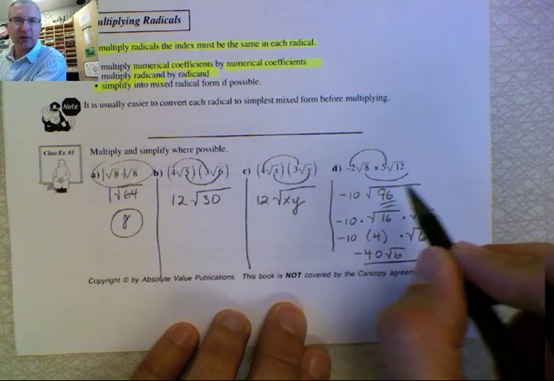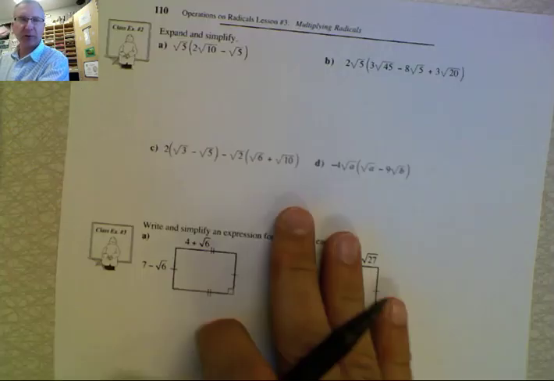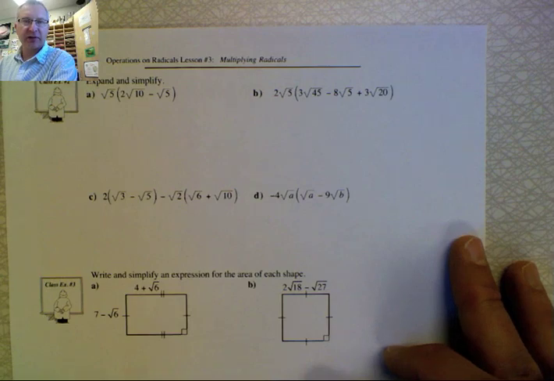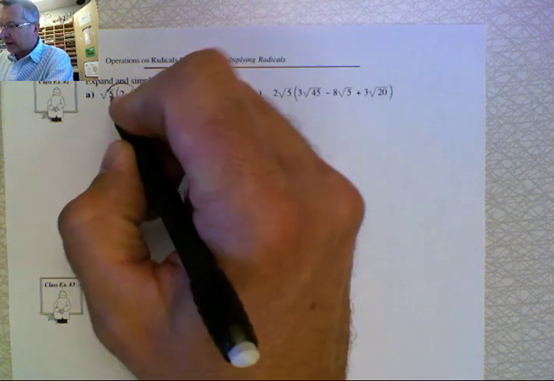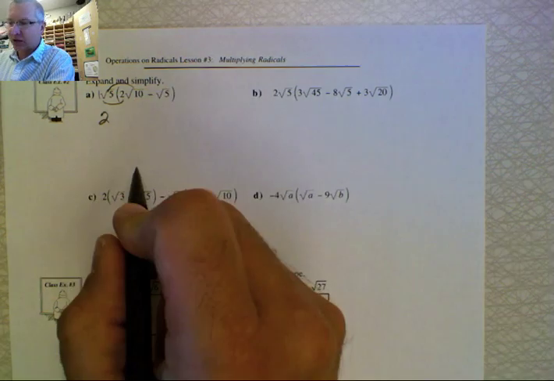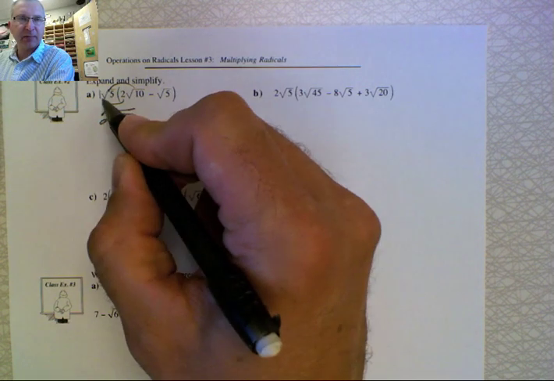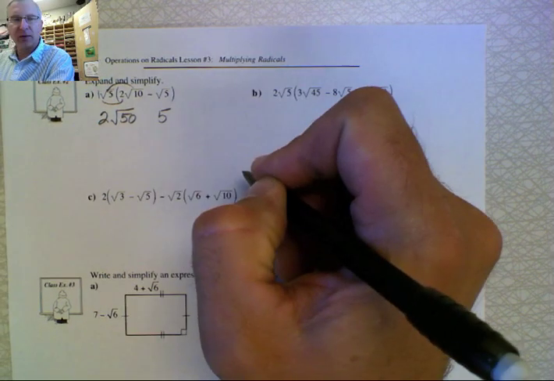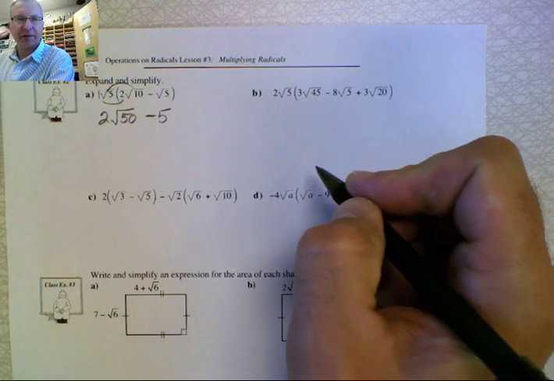So in this case, we are multiplying monomial radicals, a single radical by a single radical. But those aren't the only types of questions that you're going to see. We have binomials and trinomials that we can multiply out and simplify. Same process. We're going to multiply here. 1 times 2 is 2. Square root of 5 times square root of 10 is the square root of 50. Now, root 5 times root 5. Remember, when you multiply a radical by itself, the answer is just the radicand. Now, positive 1 times negative 1 means this is a negative 5.